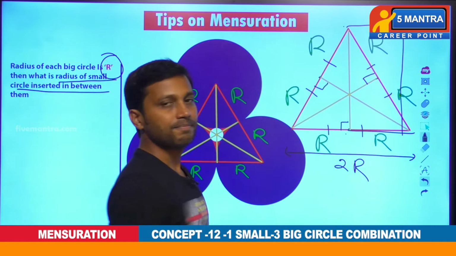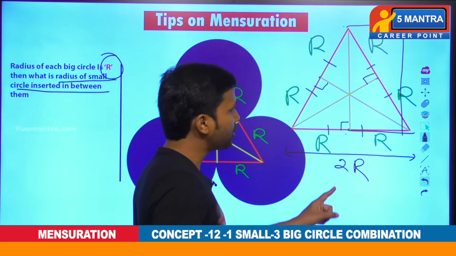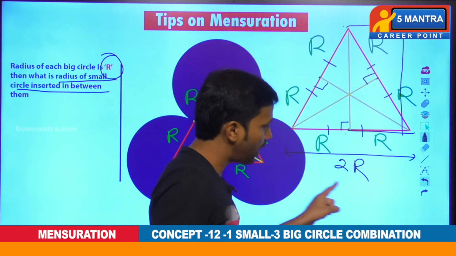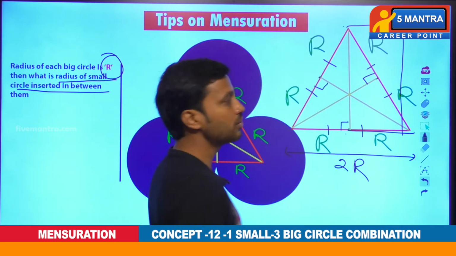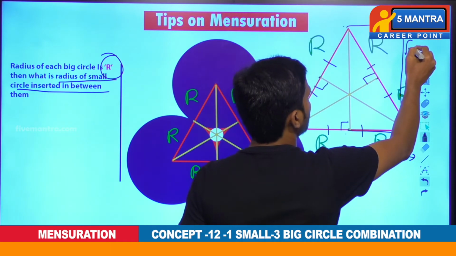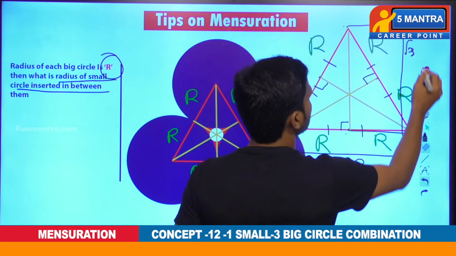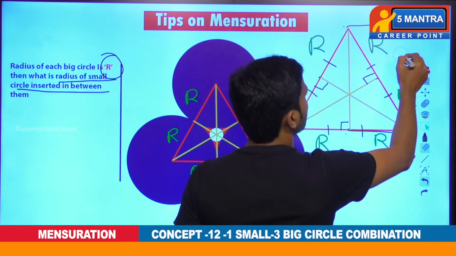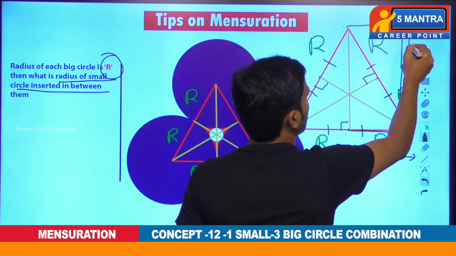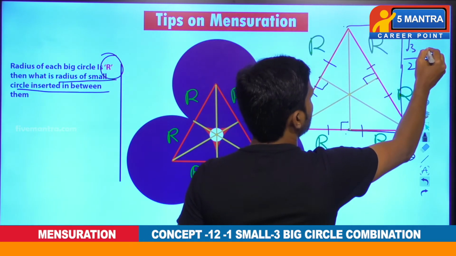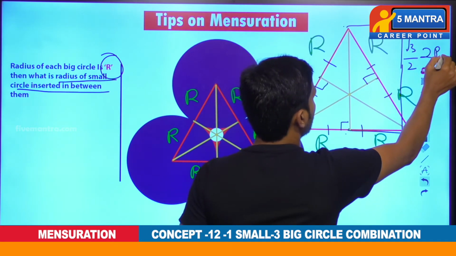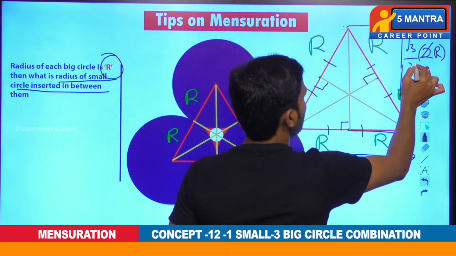This is the height. So this height is root 3 by 2 times its side, or not? Root 3 by 2 times 2r, because 2r is the side. Side is 2r. Further it can be cancelled.